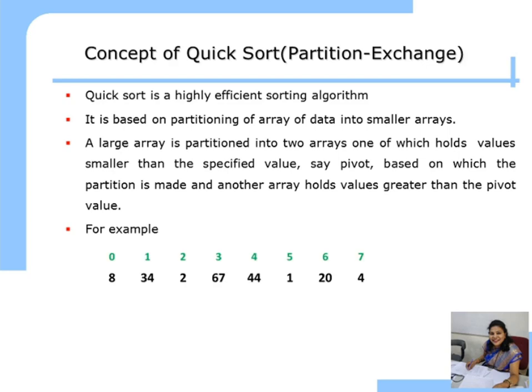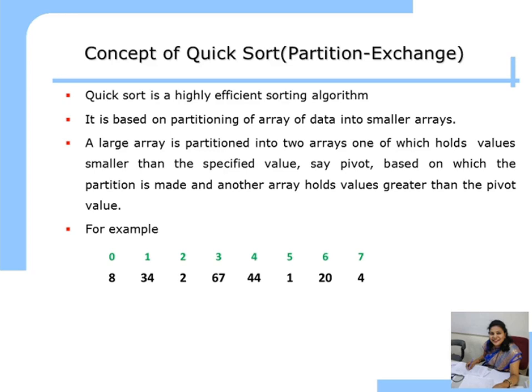For example, let us take an example. This is an array of size 8. Index values are from 0 to 7. The pivot is always the zeroth element. So what is at the zeroth index? Here 8. So your pivot element is 8. So we finalize 8 after the end of pass one.